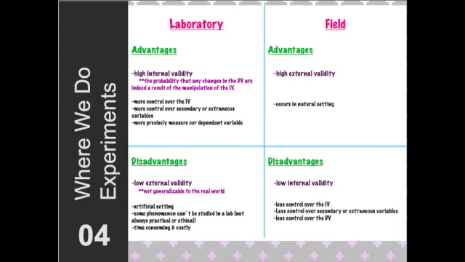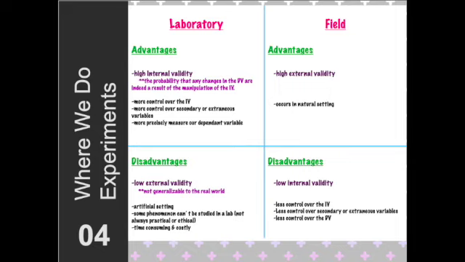Okay, so we're going to talk now about where we do experiments. We can do experiments in the lab or in the field, and both of them can be done manipulating IVs, which means that you can have experiments in the lab and you can also have experiments in the field as long as you're manipulating that independent variable. So there's advantages and disadvantages to both.